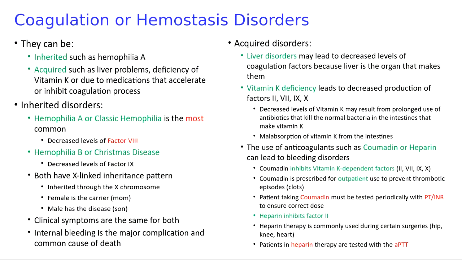The 2 most common inherited disorders are the hemophilias, and by far the most common is hemophilia A, or deficiency of factor 8, followed by hemophilia B, or deficiency or problems with factor 9. Hemophilia B is also known as Christmas disease, because the doctor that first made the discovery had the last name Christmas. So it's hemophilia B, deficiency of factor 9, and hemophilia A, deficiency of factor 8. Both of them have the same signs and symptoms, so a patient would show similar problems.